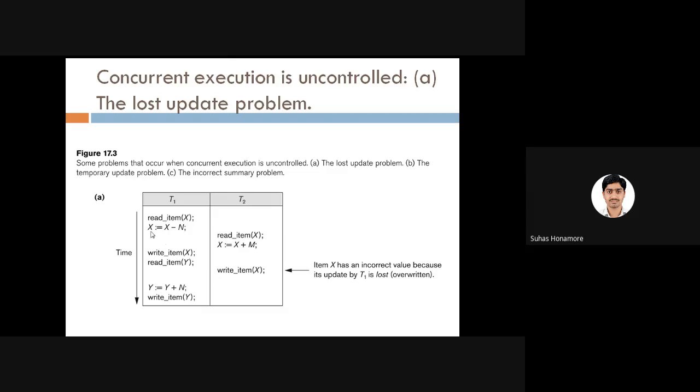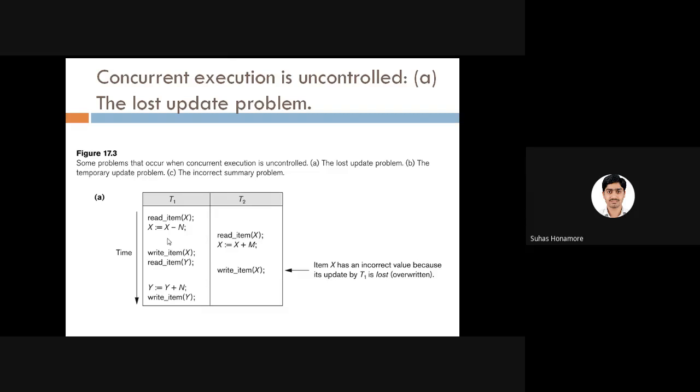For example, consider that in X you have an amount of 100, N value is 10, and M value is 20. Suppose I transfer an amount from X to the Y account, that is X minus 10. The Y account will get 10 rupees. So X has to become 90 if I am doing this separately, T1 only. After that 20 rupees is credited, so it has to be 110.